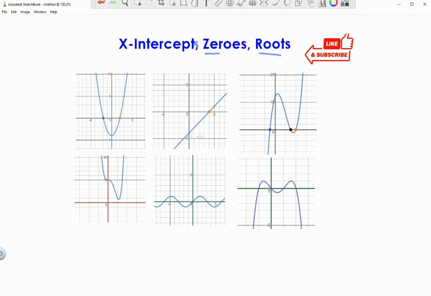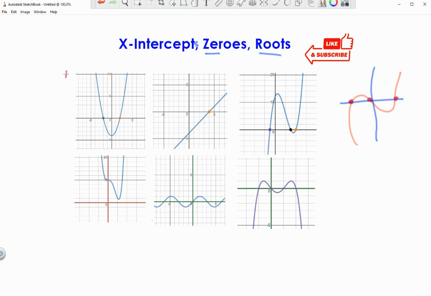Okay. So we have six graphs in here. So if you're given a graph, it's very easy to find where the x-intercepts are. So if you have an xy axis, okay, that's really straight, and you have some random graphs like this. So the x-intercepts is where your graph, this orange one, crosses the x-axis. So these are your x-intercepts. So whatever the value of x there, that's your x-intercepts, okay?